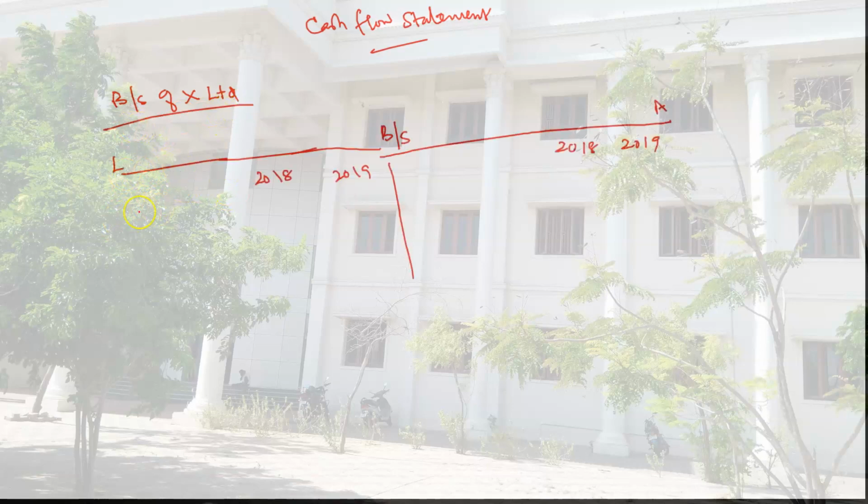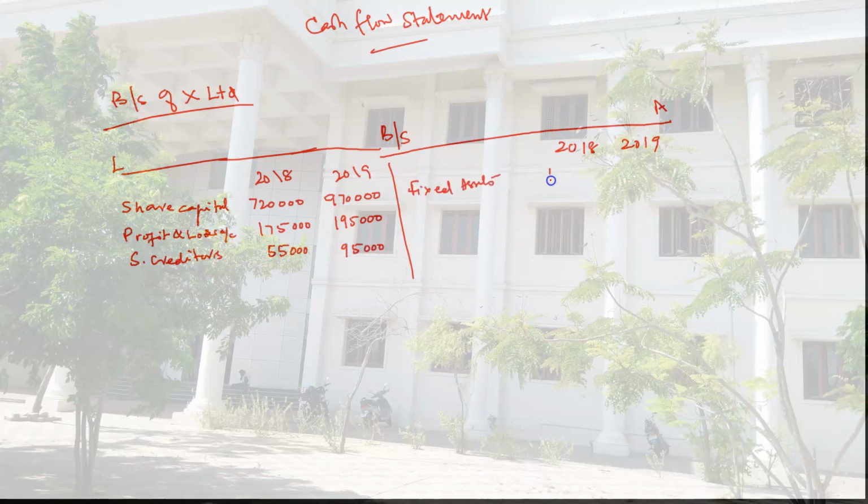On the liability side, share capital is given as rupees 7 lakhs 20,000, 9 lakhs 70,000. Profit and loss account balance 1 lakh 75,000, 1 lakh 95,000. Creditors, suppliers on credit, 55,000, 95,000. Fixed assets 6 lakhs 30,000, 8 lakhs 50,000. Stock 1 lakh 15,000, 1 lakh 70,000.